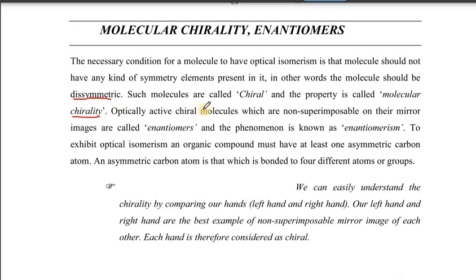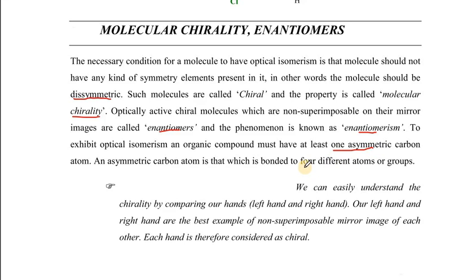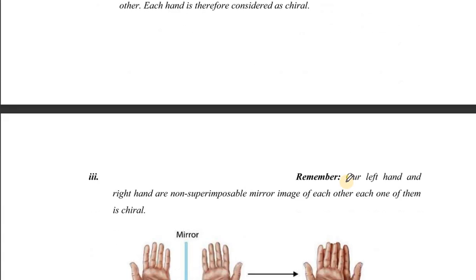The optically active chiral molecules which are non-superimposable on their mirror images are called enantiomers, and the phenomenon is called enantiomerism. The molecule which shows enantiomerism should have at least one asymmetric carbon atom, that is, one carbon atom which has four different groups or atoms around it. This is the necessary condition for a molecule to be optically active.